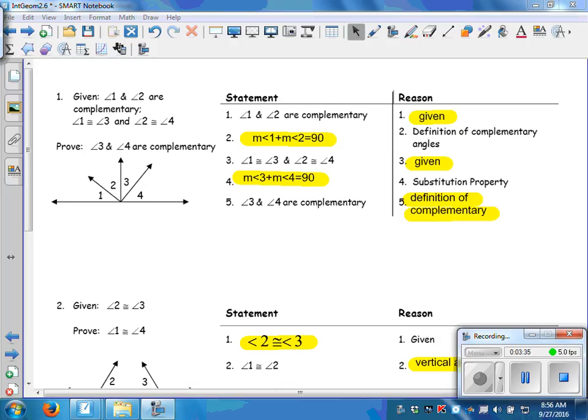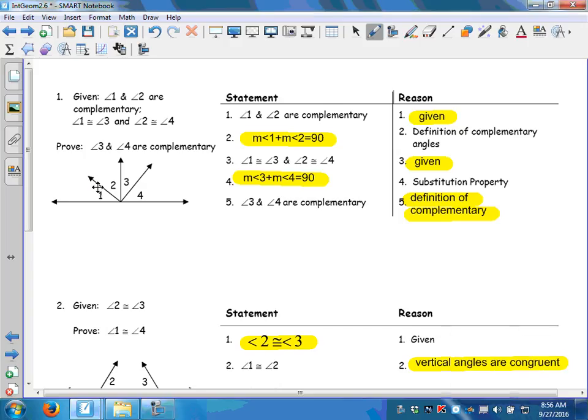Okay, here are the answers to the proofs that you did. One of the things you should have done at the very beginning is mark some of these pieces from the given. They tell you that angle 1 and angle 3 are congruent. They also tell you angle 2 and angle 4 are congruent. So I can do a single mark on 1 and 3 and a double mark on 2 and 4. Talk through and see if you have any questions on number 1. Anything that you're not following.